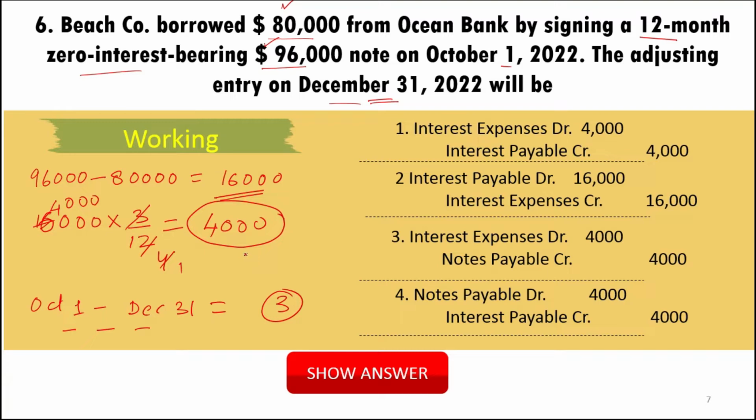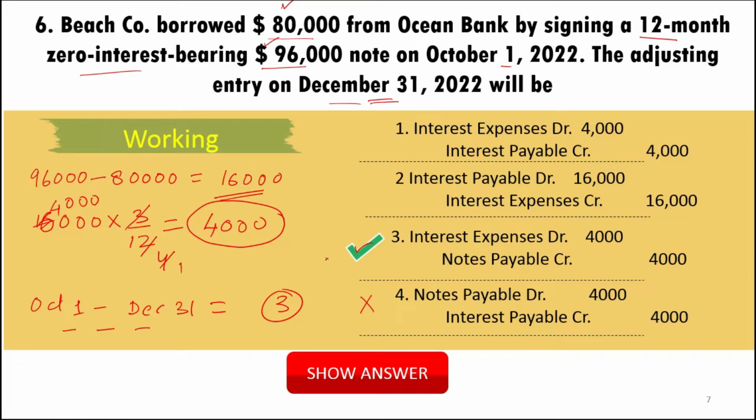Now we have to see what is the correct entry. 4,000 we get in option number 3 and option number 4. So which one will be correct, 3 or 4? Will it be 4, note payable debit to interest payable? No. The fourth one is wrong because we don't debit note payable for the interest amount. Interest expense debit to note payable, option number 3, is the correct one with the correct amount.